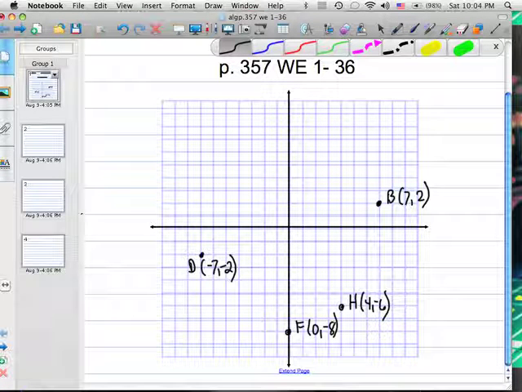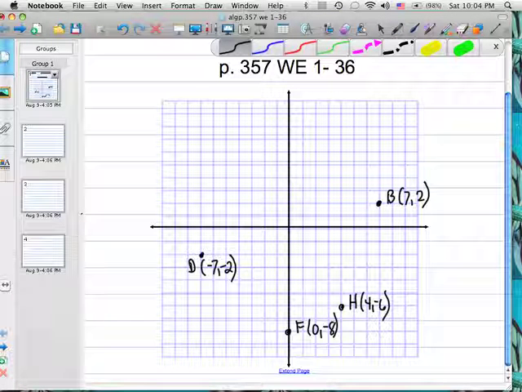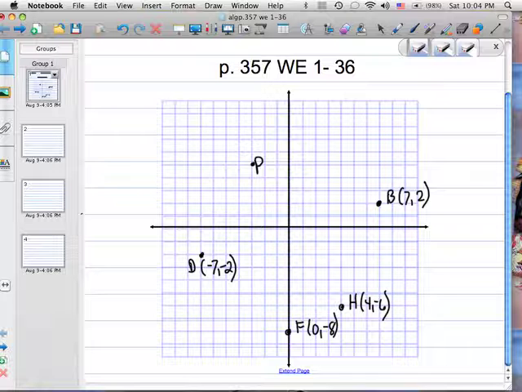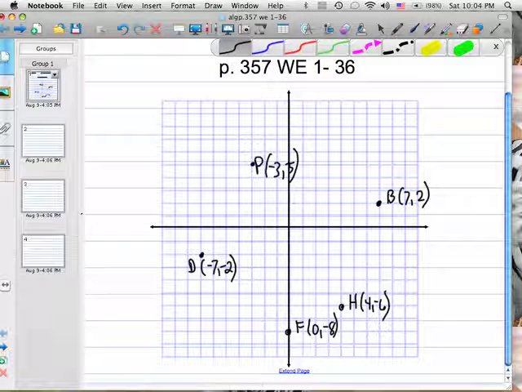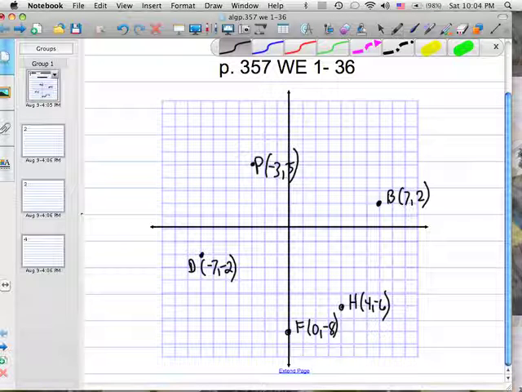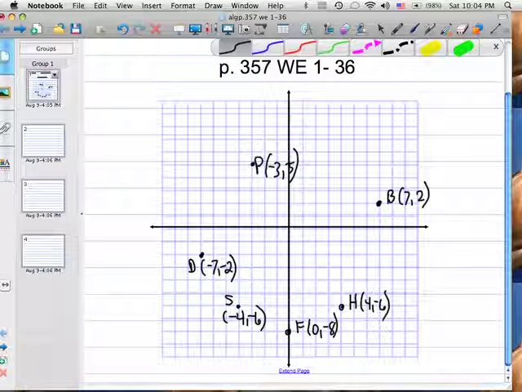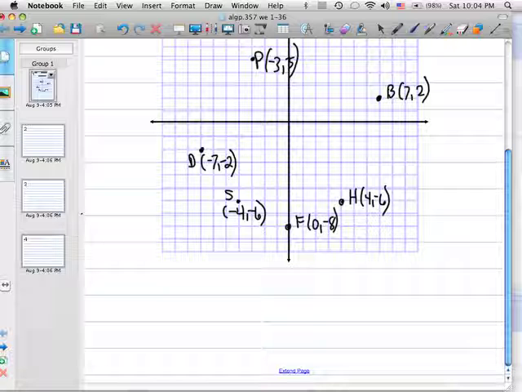10 is point P, -3, 5, 3 to the left, 5 up. So that's point P, which is -3, 5. And 12, point S, is -4, -6, 4 to the left, 6 down. And that's letter S, which is -4, -6. So you'll do the odds on the same coordinate plane. The next set of problems, you refer to the diagram on page 356 and name the points described.